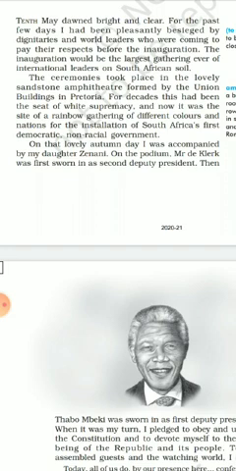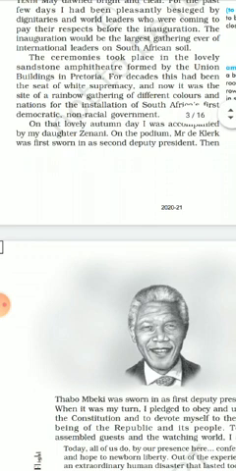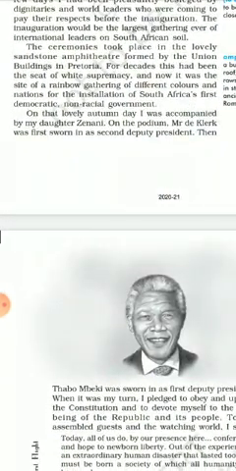The ceremonies took place in the lovely sandstone amphitheatre formed by the Union Building in Pretoria. As I have already told you about the place, this was the lovely sandstone, round-shaped building, where this inaugural ceremony was going to start. For decades, decade is the time of 10 years, this had been the seat of white supremacy. And now, it was the site of a rainbow gathering of different colors and nations for the installation of South Africa's first democratic non-racial government.